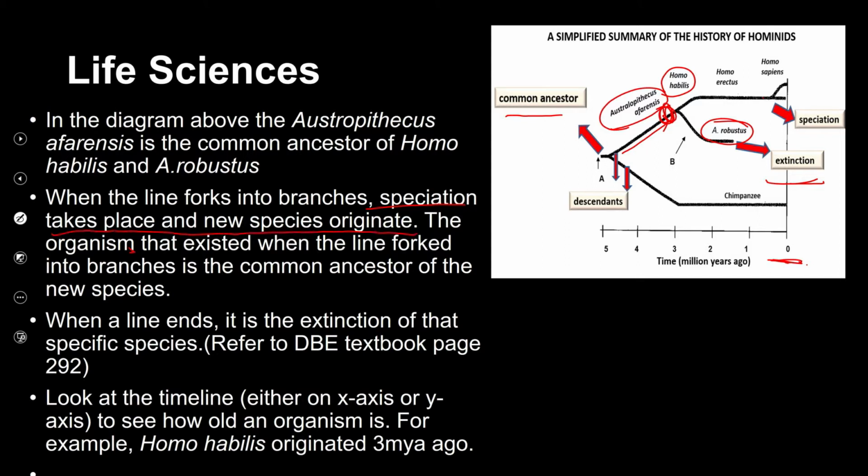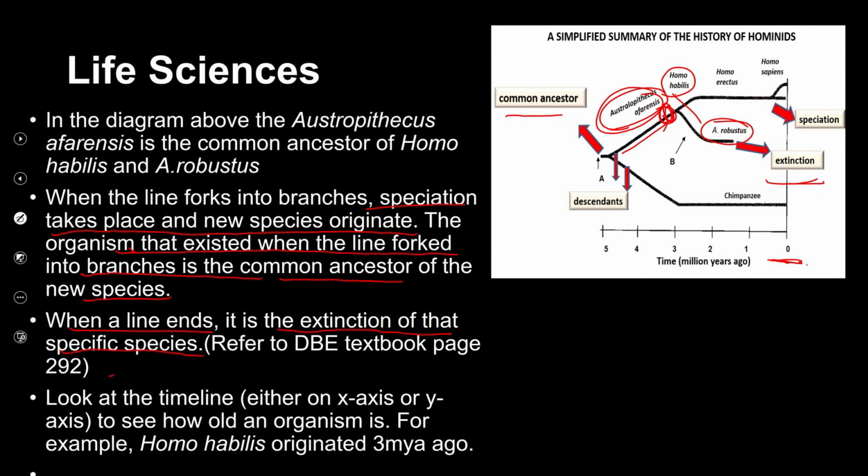So there we see there's a branching, and they then branched into Homo habilis and Australopithecus robustus. The organisms that existed when the line forked into branches are the common ancestor of that new species. So that is why we say Australopithecus is the common ancestor to these two here. When a line ends, it is the extinction of that specific species. Okay, and you can have a look in the DBE textbook, it explains it very nicely.